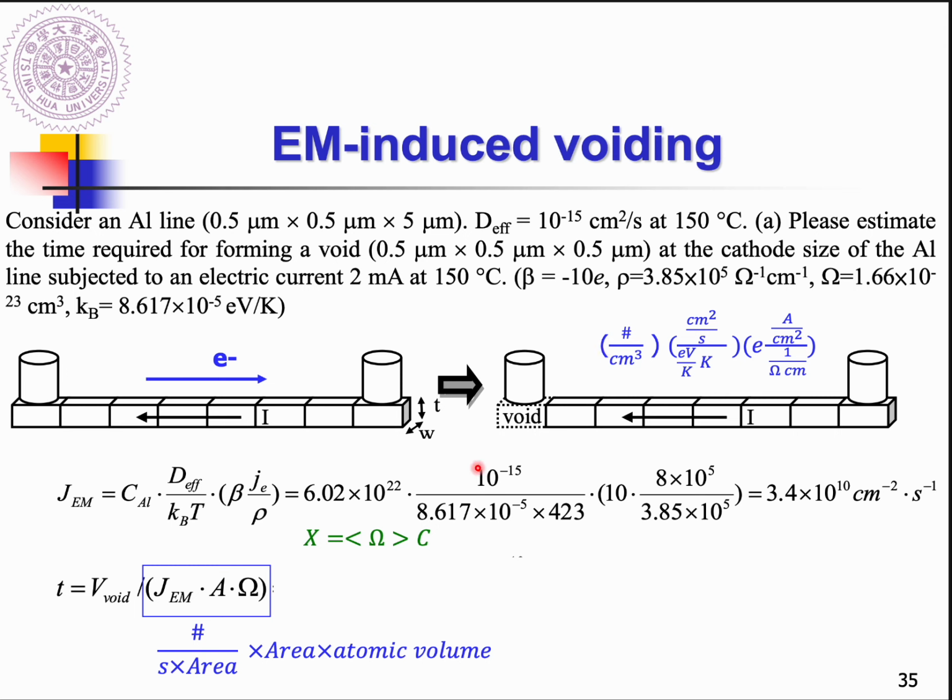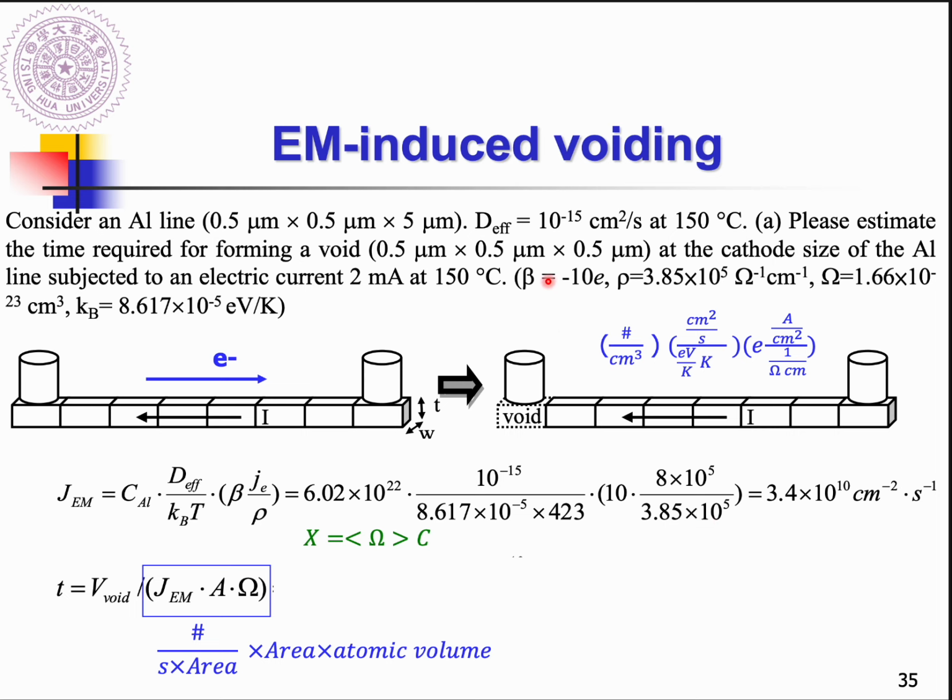For example, like the diffusivity, you put a value here and put a unit here. Then when you write down the k, you put the value here, right, and the unit here. So after you list all the values and check the units, then you can confirm whether the unit you put is correct or not.